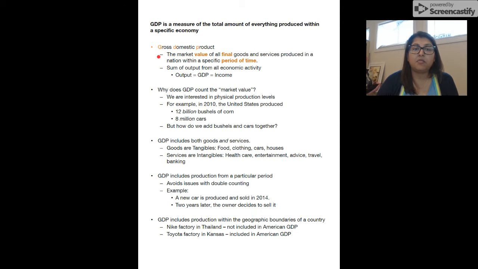So GDP, this is the official definition of GDP. It is the market value of all final goods and services produced in a nation within a specific period of time. And these words that are highlighted in orange are going to be really important. Essentially, GDP is the sum of all economic activity, right?